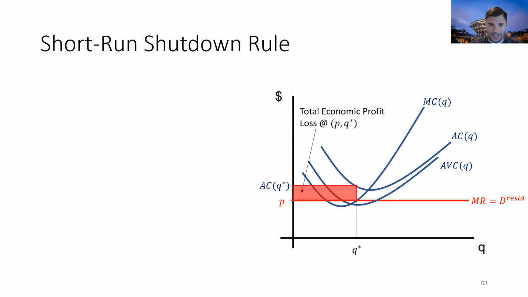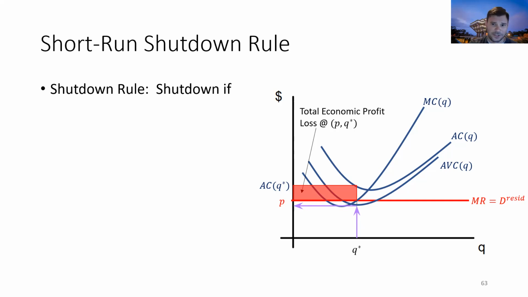If we go up to the AVC curve from Q star, let's do that. We go up to the AVC. There's the AVC in the purple. Are we going to shut down if we're the firm in this picture? Yeah, we're not going to shut down. We're going to stay in business.